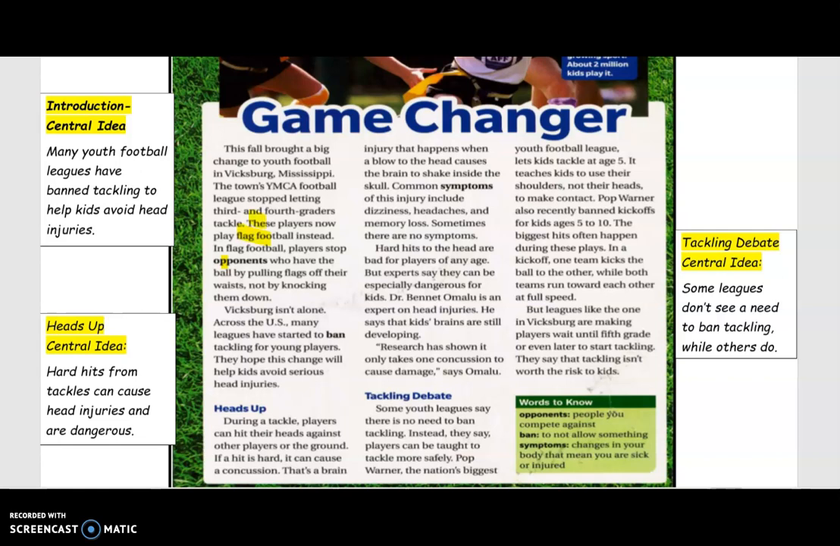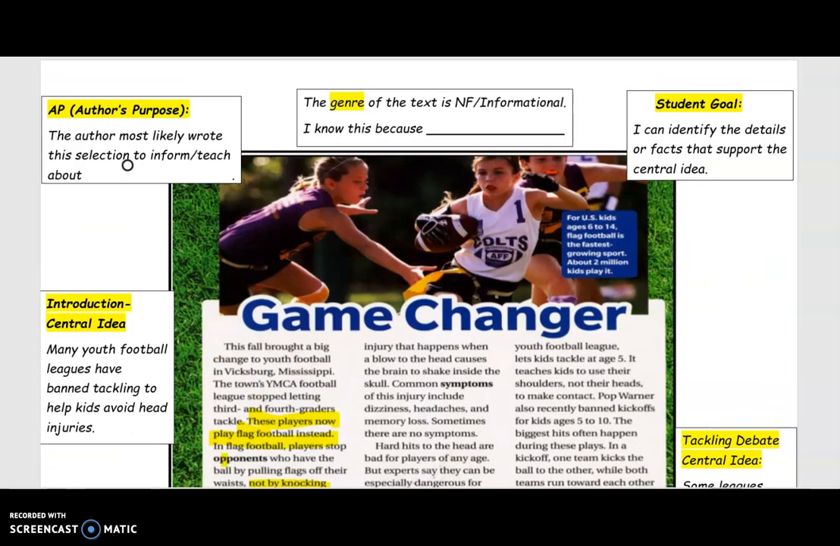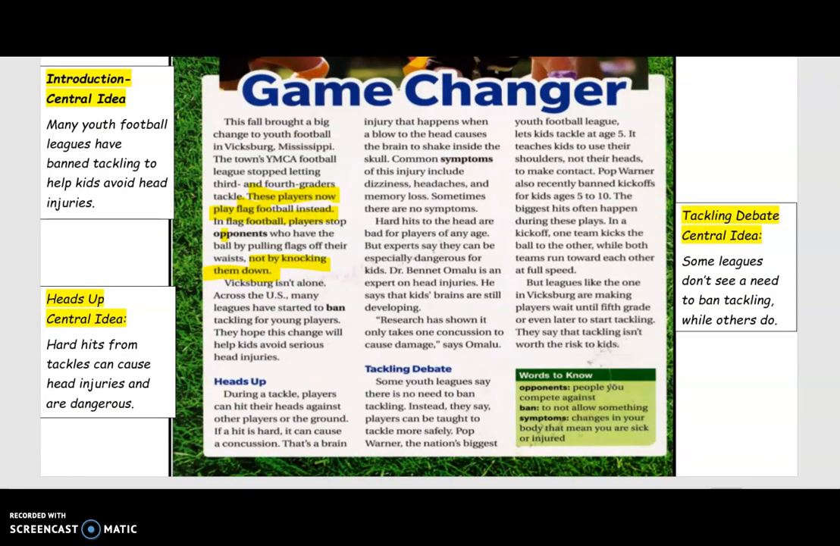There we go. These players now play flag football instead, so they're not knocking them down anymore. All right, so let's go on to the next section.